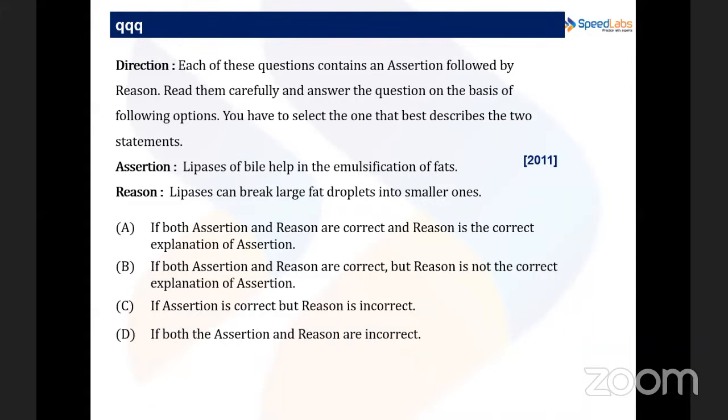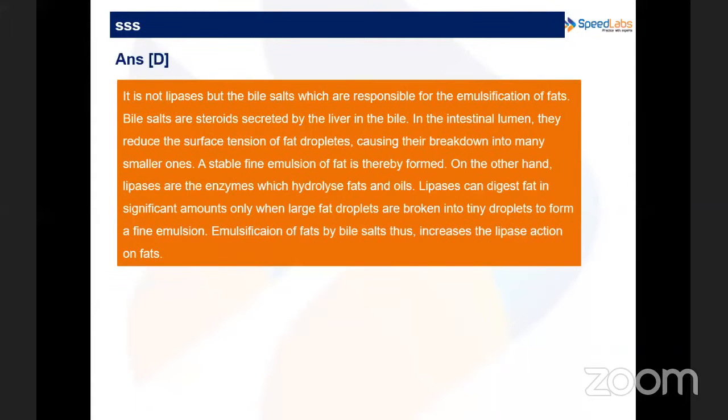Now, the answer to this question is option D. Both assertion and reason are incorrect. As you all know, it is not the function of lipase, emulsification. It is the function of bile salts. I told you in the earlier question also that bile helps in the emulsification of fats.